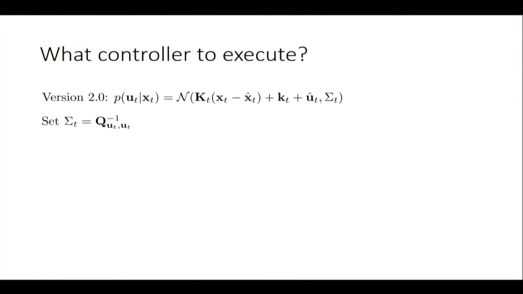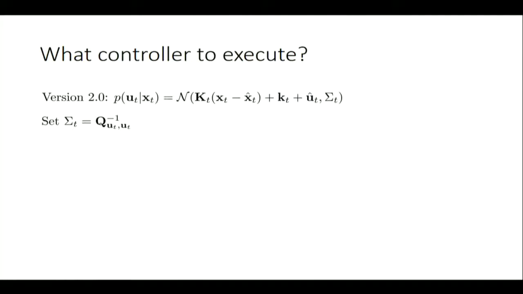So we could just choose it manually. We could just choose some constant, maybe identity times some constant. But there's actually a pretty simple and much better way to do it, which I'll describe a little bit informally here, but there's a paper that describes it in more detail, which is that you set the covariance to be the inverse of the action portion of the Q function matrix.